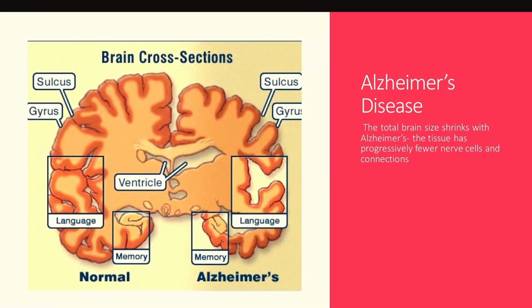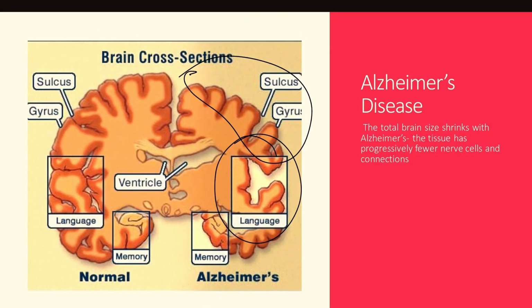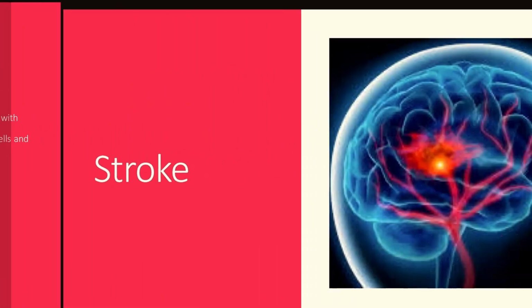So this is what a brain will look like with long-term Alzheimer's disease. You can see the cortical atrophy going on that side, widened sulci, reducing the surface area for all these things to occur. So fewer nerve cells, fewer connections, that leads to the Alzheimer's.